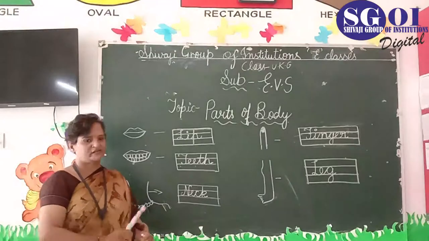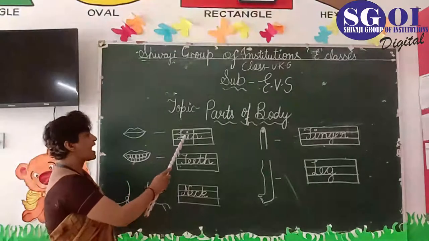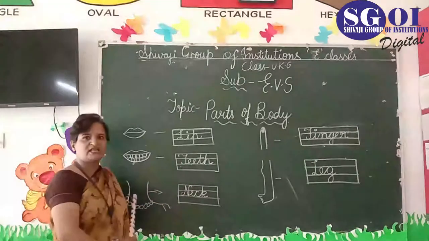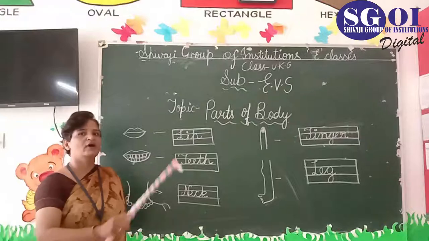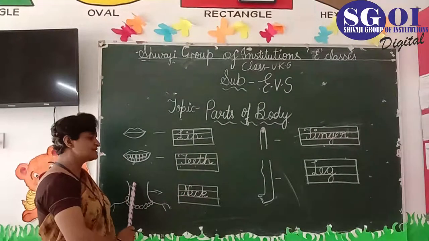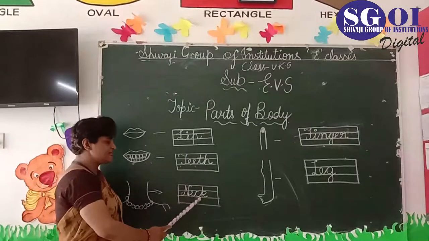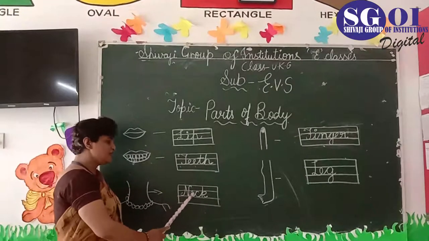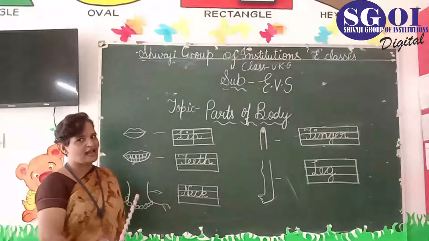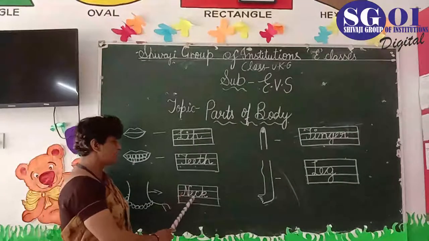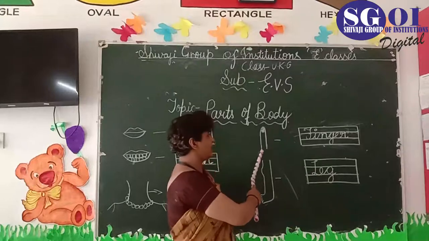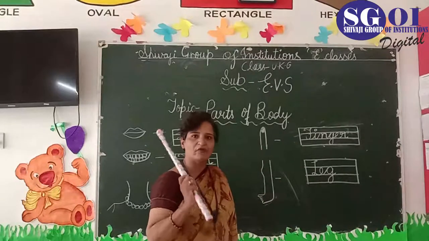Okay. So, repeat it with me. Okay. L-I-P, lip. T-double-E-T-H, teeth. We chew our food with the help of teeth, okay. This is neck. N-E-C-K, neck. We rotate our head with the help of neck. This is the picture of finger. Okay? We hold things with the help of fingers now.